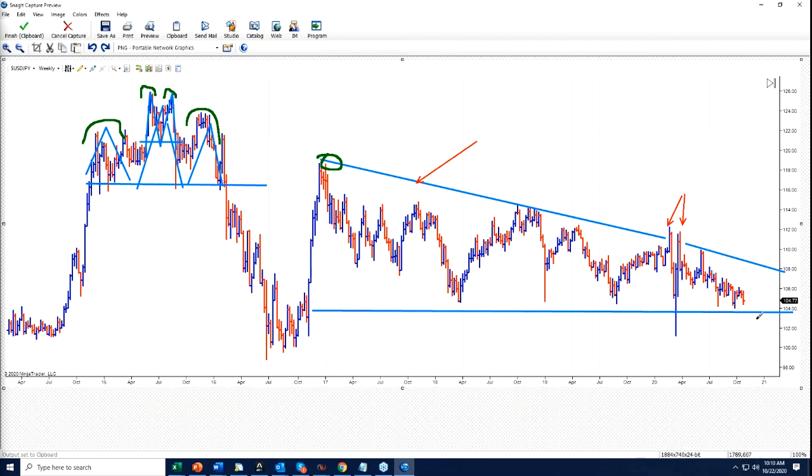But look, it could crawl along the bottom for some time until it goes. So the question, how long? I don't know. It could go sideways, but where it's going to go is unambiguous to me. This is like a no-brainer. This is some trade that you just got to put somewhere in your portfolio and leave it and forget about it. If it goes to 107, short more.